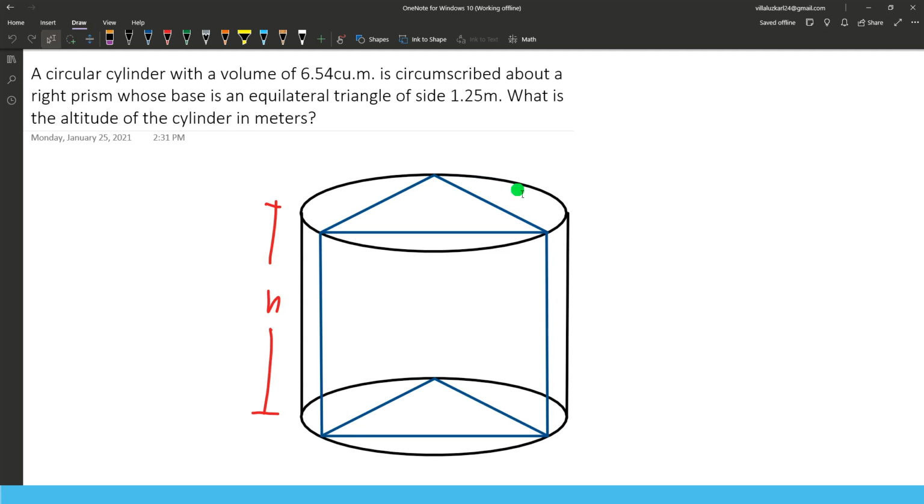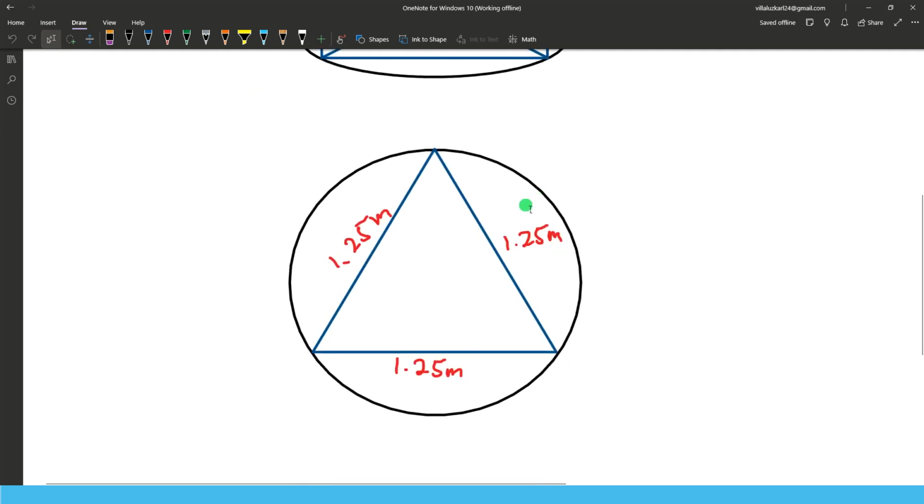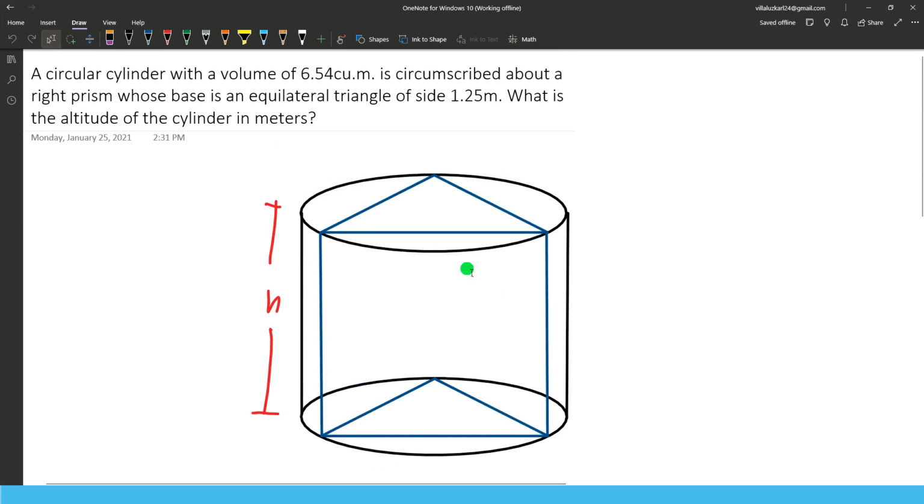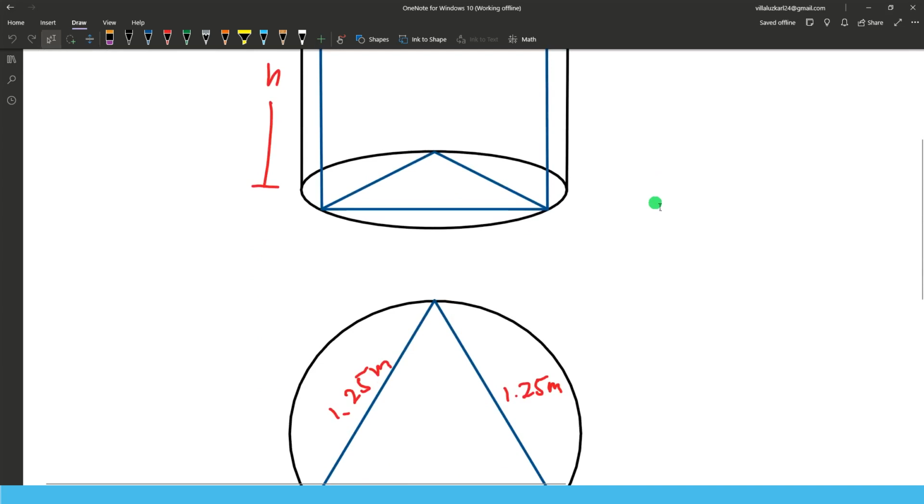Given the side of the base of the equilateral triangle of the triangular prism, which is 1.25 meters, this is the base of the prism and the cylinder. Given an equilateral triangle, all sides are equal. What would be the altitude of the cylinder in meters? What is the altitude of the cylinder in meters?